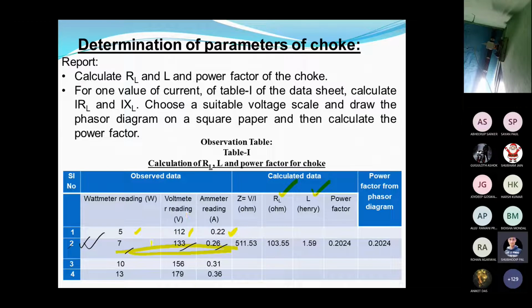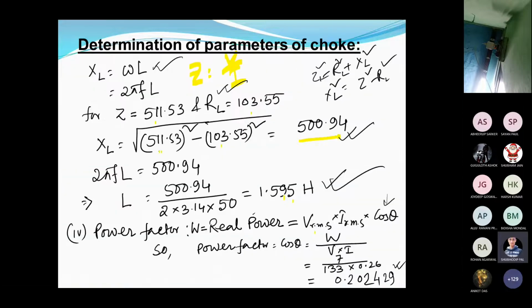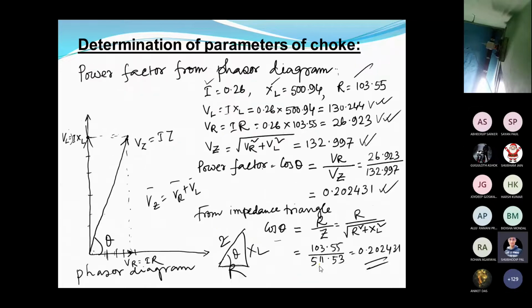We have 4 sets of data. With each set of data, you can do the calculation, and if the data are correct, you are supposed to get the same resistance and inductance value. So using this, you are getting the inductance value, and the power factor is Vrms Irms cos theta. The real power you got from the wattmeter, so dividing this by Vrms Irms, 133 and this, you get the power factor, cos theta. These are the calculations involved, right?